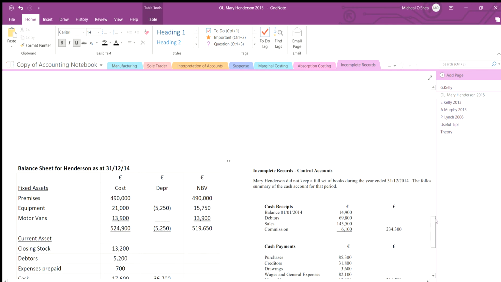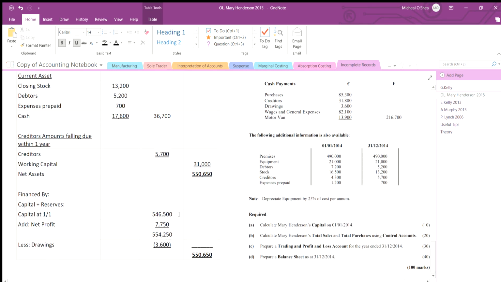So I'm going to add my net profit onto my capital, and I get 554,250, and then I take away my drawings. So my drawings figure was given here in the question under cash payments. There was no adjustments. It was 3,600. I'm going to take that away, and then finally it gives me my balance at the end of the year of 550,650, my capital employed. And as you can see, both of those figures are matching, therefore the account is balanced. And that is the trading profit and loss and balance sheet for the ordinary level question.